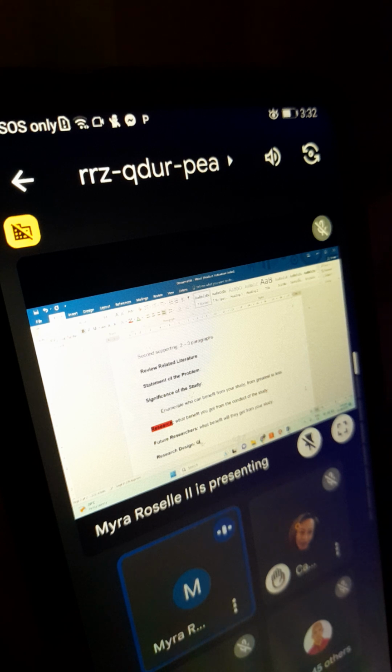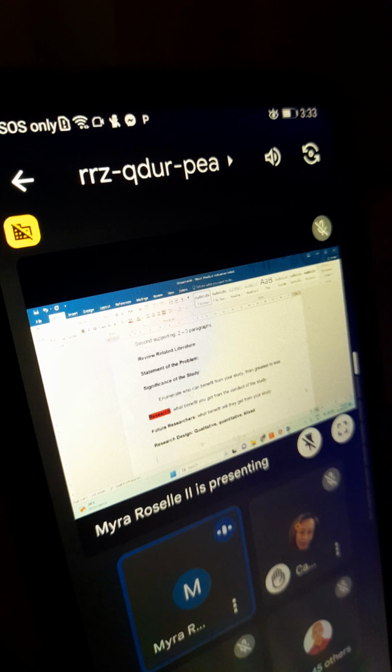Research design, are you doing qualitative? Are you doing quantitative? Are you doing phenomenological? Or case study for engineering? Quantitative, or are you going to do mixed research?